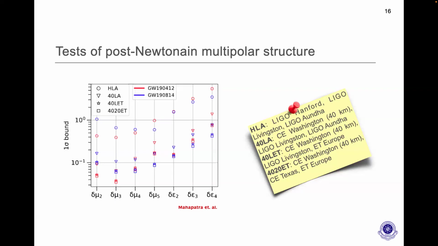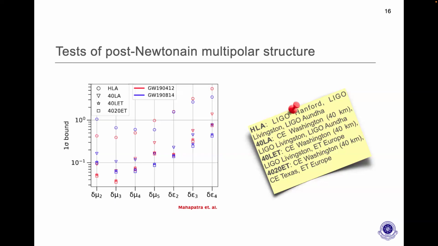These are simulated events, and those triangles and circles and stars are different kinds of simulations. The difference is basically the different combinations of detectors. HLA is LIGO Hanford, LIGO Livingston, and LIGO Aundha, used to measure the deviation. And 40LA is the Cosmic Explorer Washington with 40 kilometers arm length, and LIGO Livingston and LIGO India.